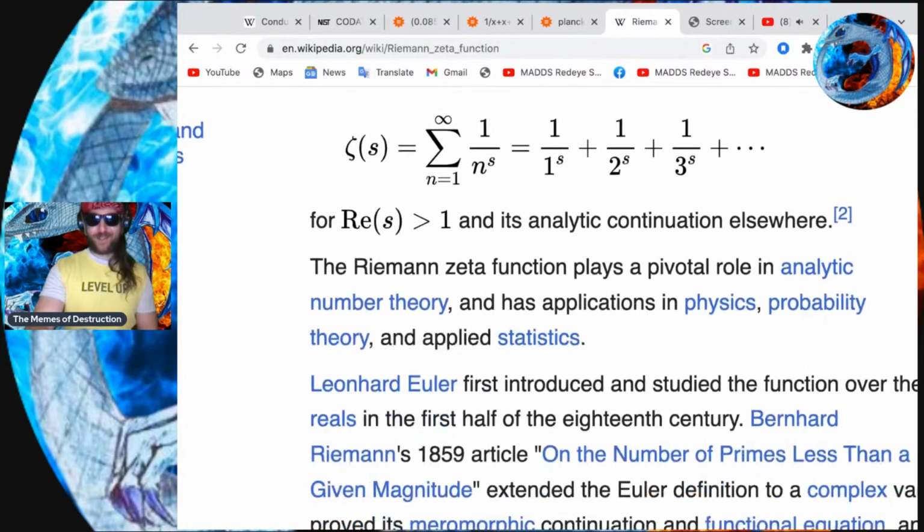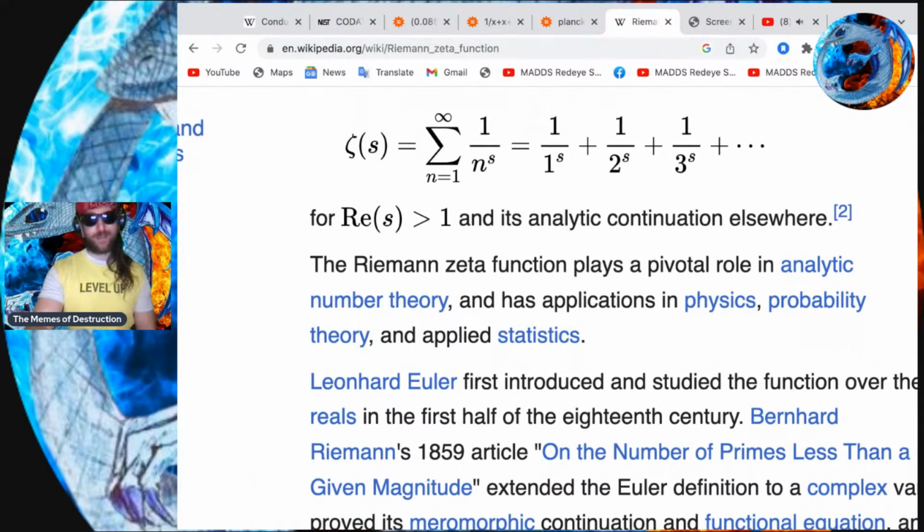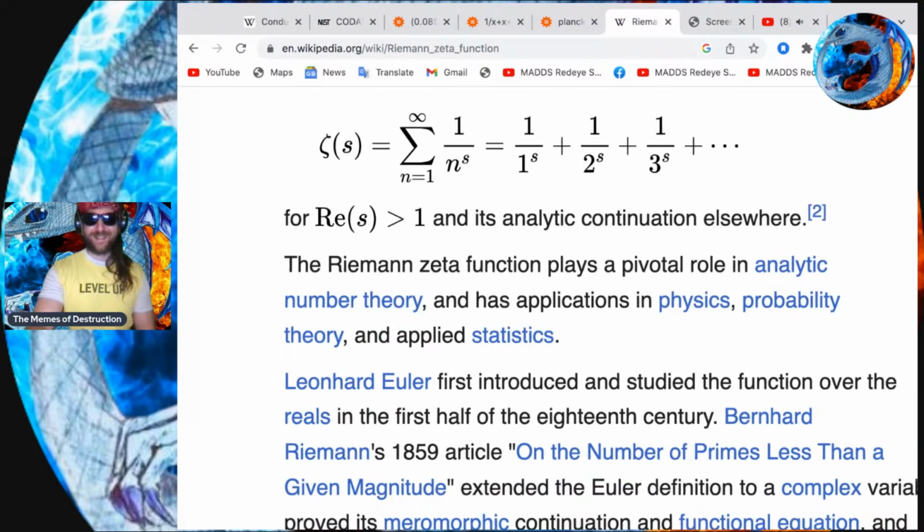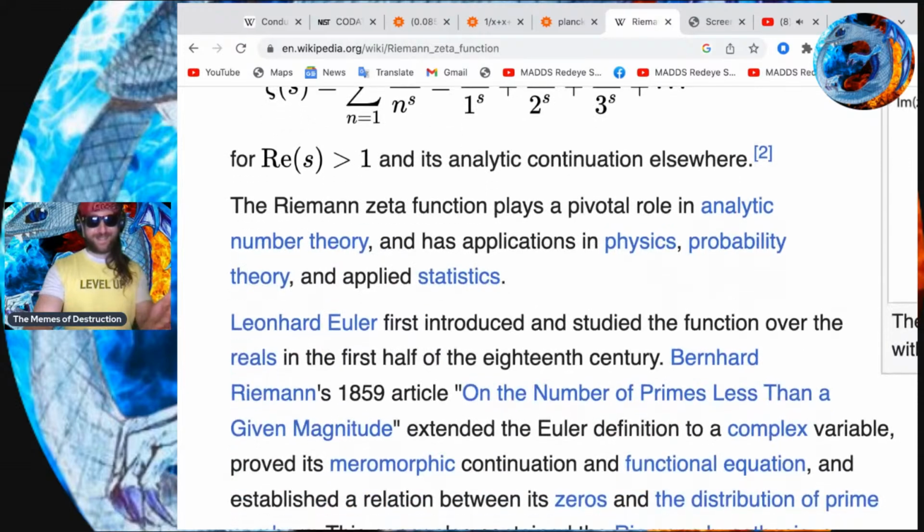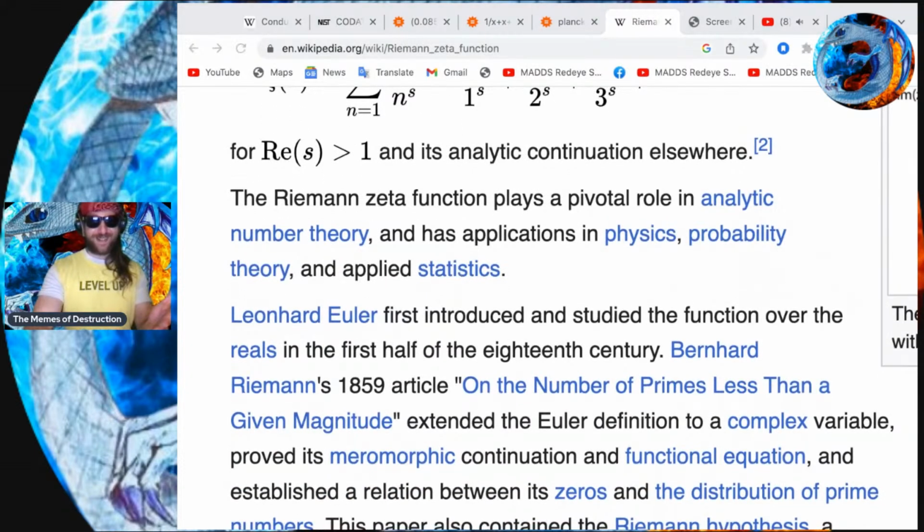The Riemann zeta function plays a pivotal role in analytical number theory and has applications in physics, probability theory, and statistics. Euler, of course, basically talked about a lot of this stuff, so that's awesome.